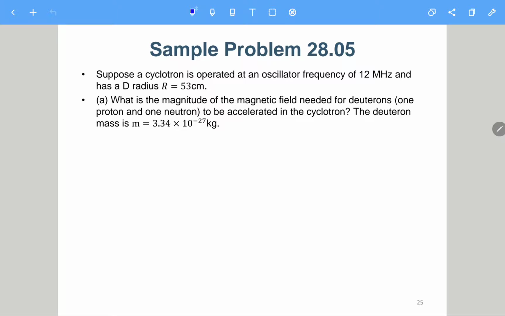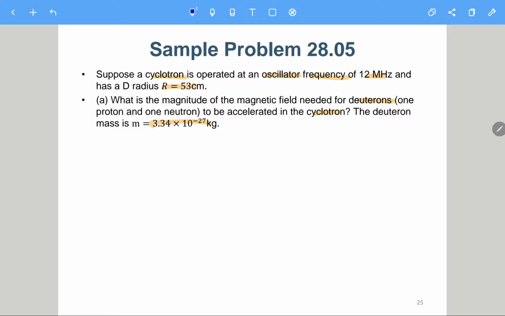So next we have another sample problem. Suppose a cyclotron operates at an oscillator frequency of 12 megahertz and radius R of 83 centimeters, or not so big, only half a meter. What is the magnitude of the magnetic field needed for a deuteron, which means one proton and one neutron, to be accelerated in the cyclotron? The deuteron mass is roughly 2 times that of a proton.